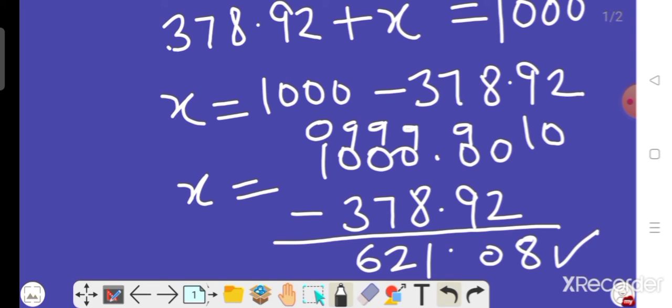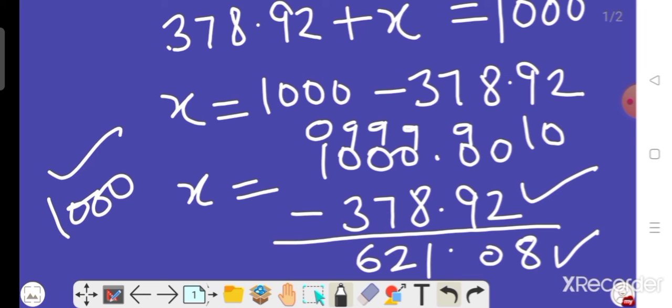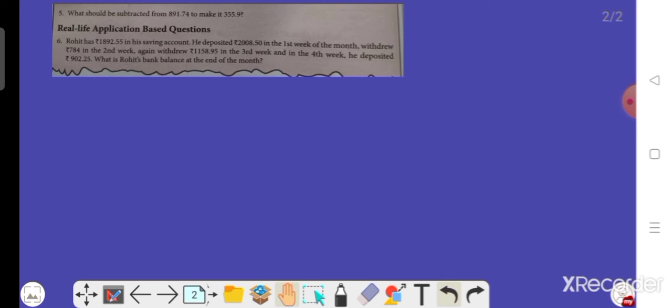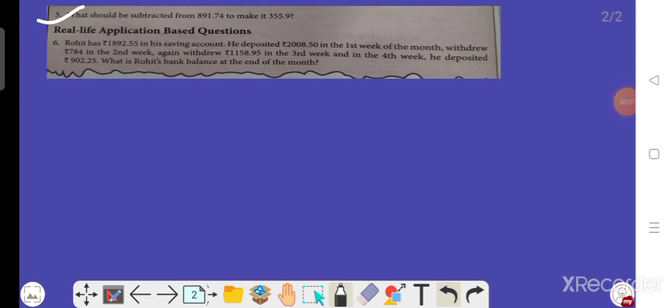We have to add 621.08 to 378.92 to get the result as 1000. Okay, so this is the solution of your question number 4, beta. I hope you will get it. Now we will move on to question number 6, because question number 5 is the same as question number 4, beta. Try to do question number 5 by yourself. Now we will do question number 6.